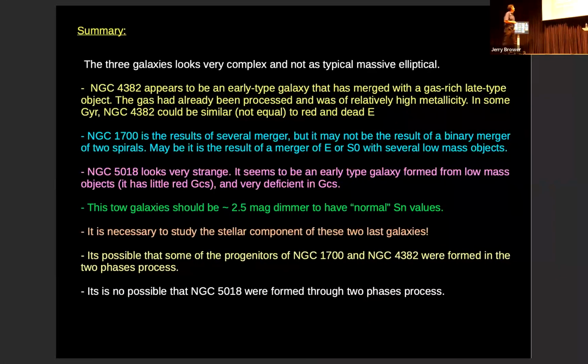Okay, this is a summary of our results. The most important are the 2 last ones, and I discover now that there is a problem with the grammar here, sorry, but the conclusion is that it is possible that some of the progenitors of NGC 7000 and NGC 4382 were formed in the 2-phase process, but it's not possible that 5018 was formed through the 2-phase process. Thank you.